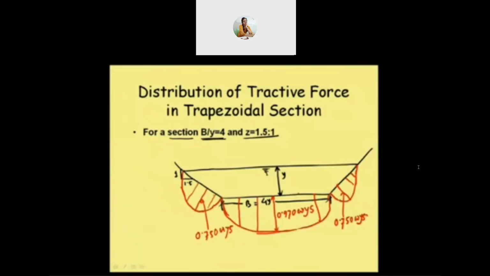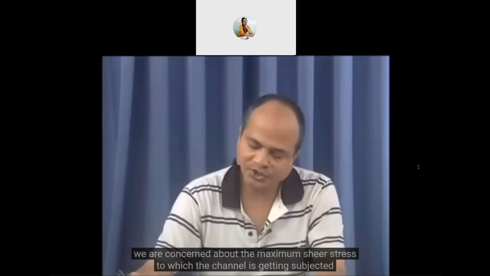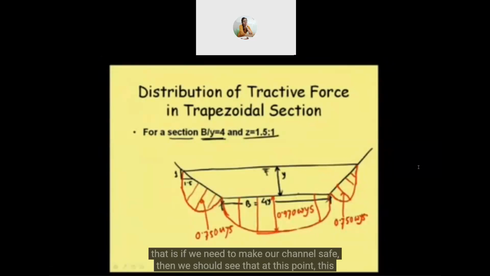Now we have some idea of how the shear stress is distributed on the side of the channel, and for design purposes we are concerned about the maximum shear stress to which the channel is subjected. If we need to make our channel safe, then we should see that at this point this is the shear stress being exerted, and on the side this is the shear stress it is subjected to. Now, whether we go for this shear stress for design purposes or this shear stress, which one? Again, there is another point.